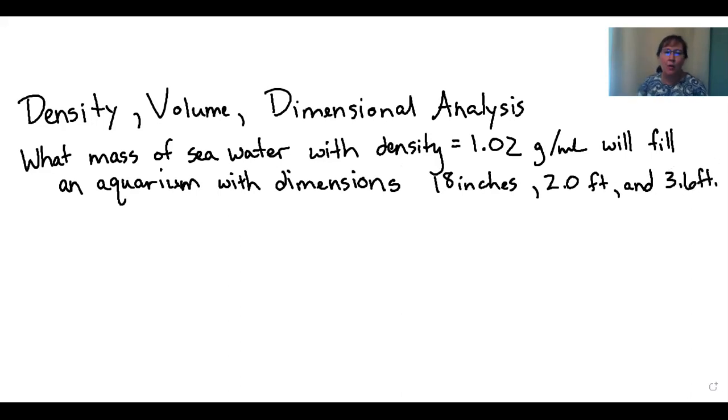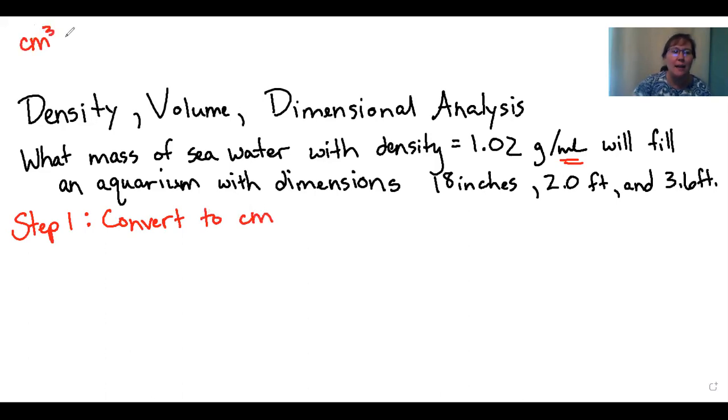Okay, now what we need to do before we can do anything is convert. See how this is grams per milliliter. Our step 1 is going to be to convert everything to centimeters, because remember that a cubic centimeter is the same as a milliliter. So step one is to convert everything to centimeters.